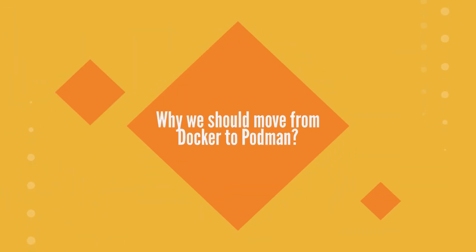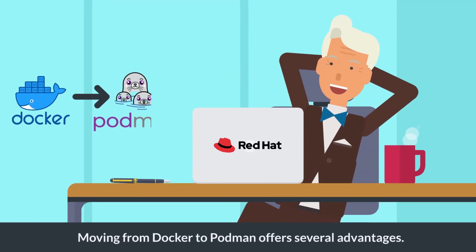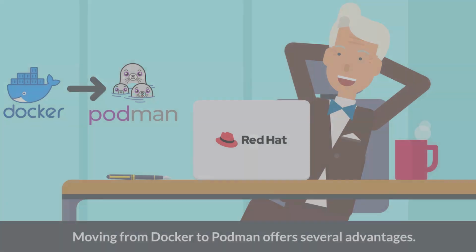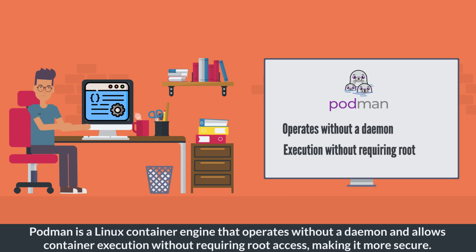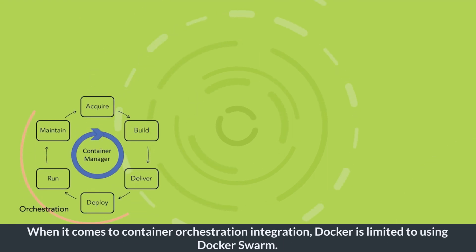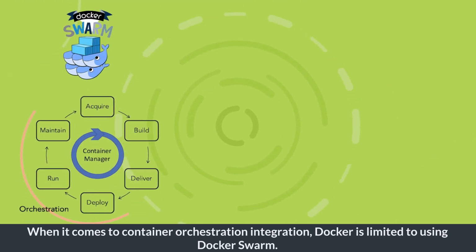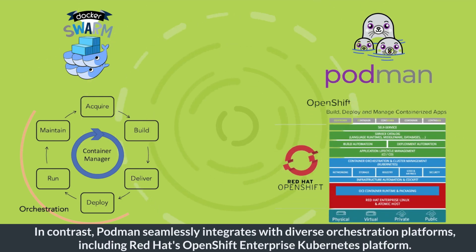Why should we move from Docker to Podman? Moving from Docker to Podman offers several advantages. Podman is a Linux container engine that operates without a daemon and allows container execution without requiring root access, making it more secure. When it comes to container orchestration integration, Docker is limited to using Docker Swarm. In contrast, Podman seamlessly integrates with diverse orchestration platforms, including Red Hat's OpenShift Enterprise Kubernetes platform.